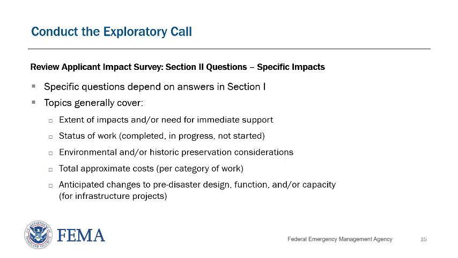Lastly, for infrastructure projects, or what we in FEMA know as permanent work, or categories C through G, the survey asks whether the applicant anticipates any changes to pre-disaster design, function, or capacity. This helps FEMA know whether the applicant could be proposing alternate, improved, or mitigated projects in their recovery plans.